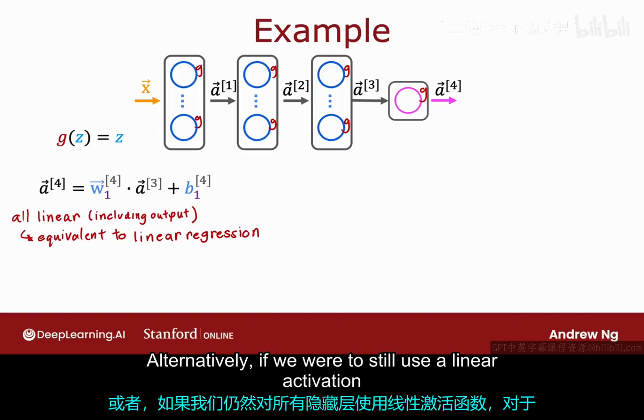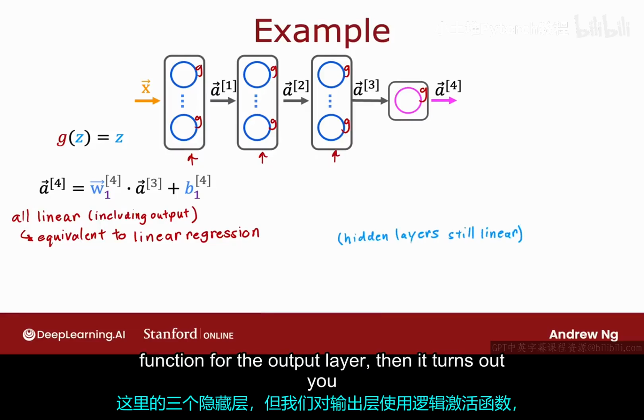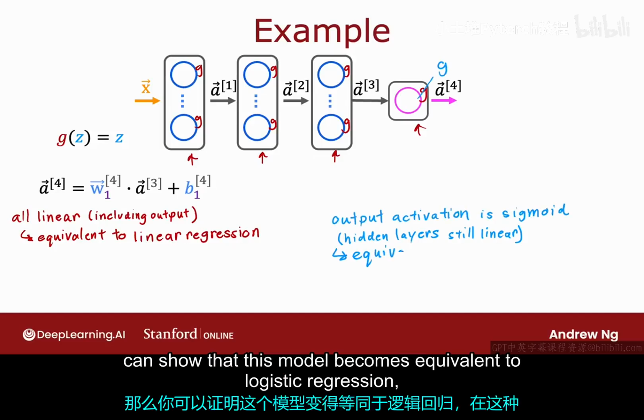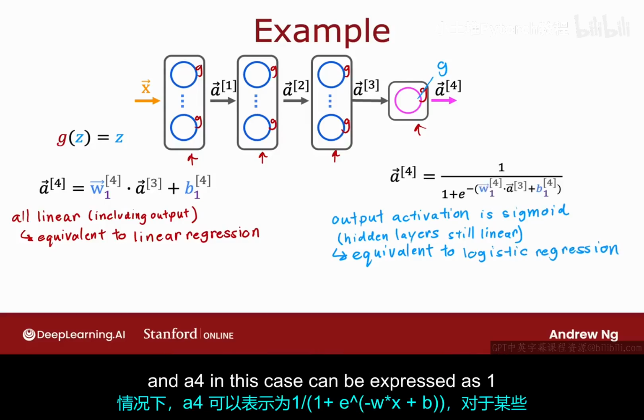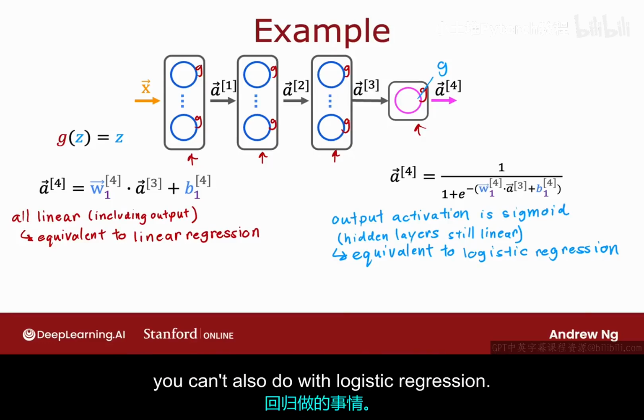Or alternatively, if we were to still use a linear activation function for all the hidden layers, for these three hidden layers here, but we were to use a logistic activation function for the output layer, then it turns out you can show that this model becomes equivalent to logistic regression, and a4, in this case, can be expressed as 1 over 1 plus e to the negative (wx plus b) for some values of w and b. And so this big neural network doesn't do anything that you can't also do with logistic regression.